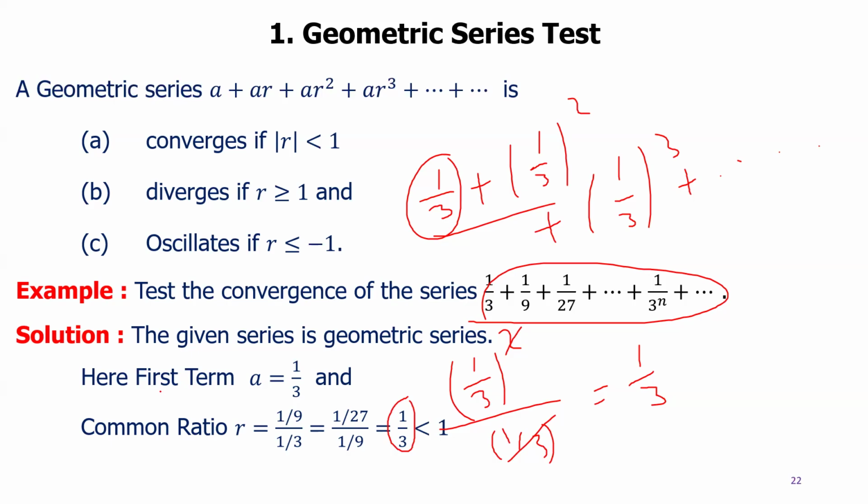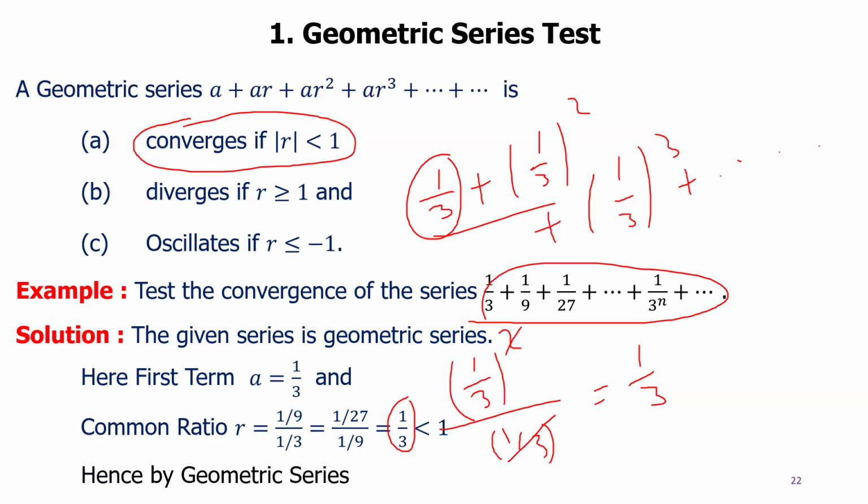Now, since the common ratio r is less than 1, according to the geometric series test, the given series is convergent. Hence, by the geometric series test, the given series is convergent.